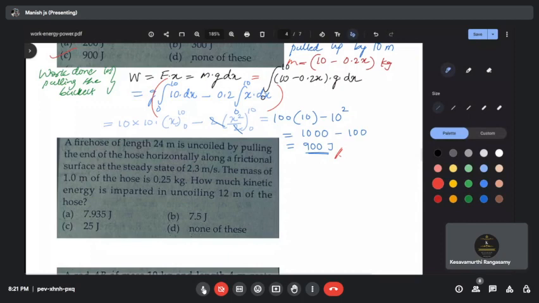They've given you the total length of the hose, which is 24 meters, and it's been uncoiled by pulling the end of the hose horizontally along a frictionless surface at a steady rate of 2.3 meters per second. That's how it is being pulled. The mass of 1 meter of the hose is 0.25 kg. That means every meter of the hose has got a mass of 0.25 kg. So how much kinetic energy is required to uncoil 12 meters of this hose? Not the entire 24, just 12 meters they're asking.